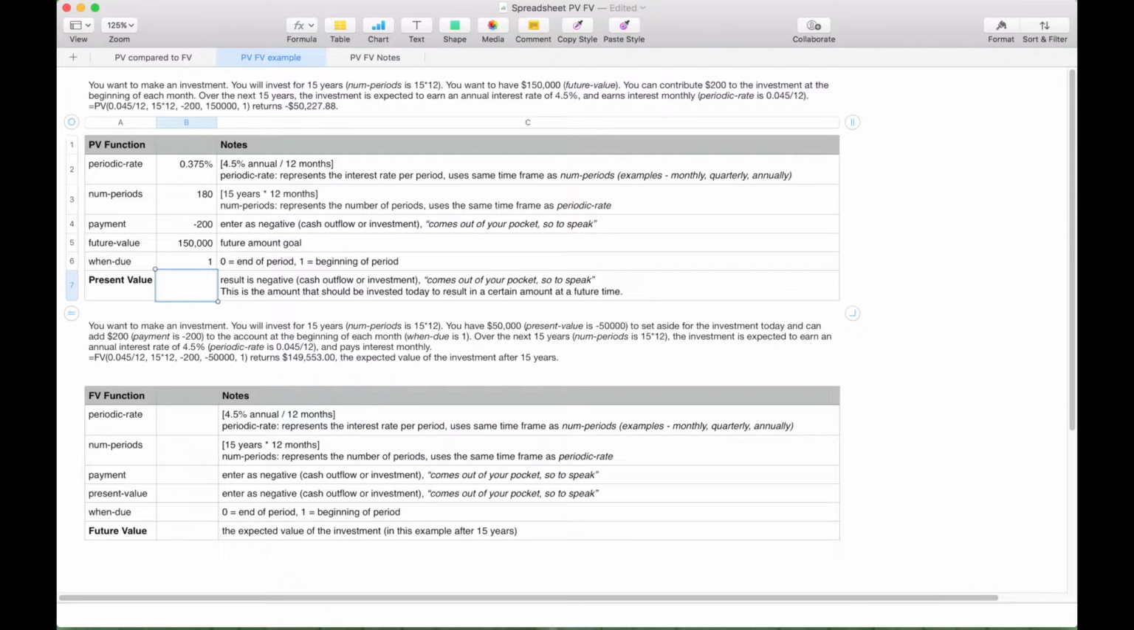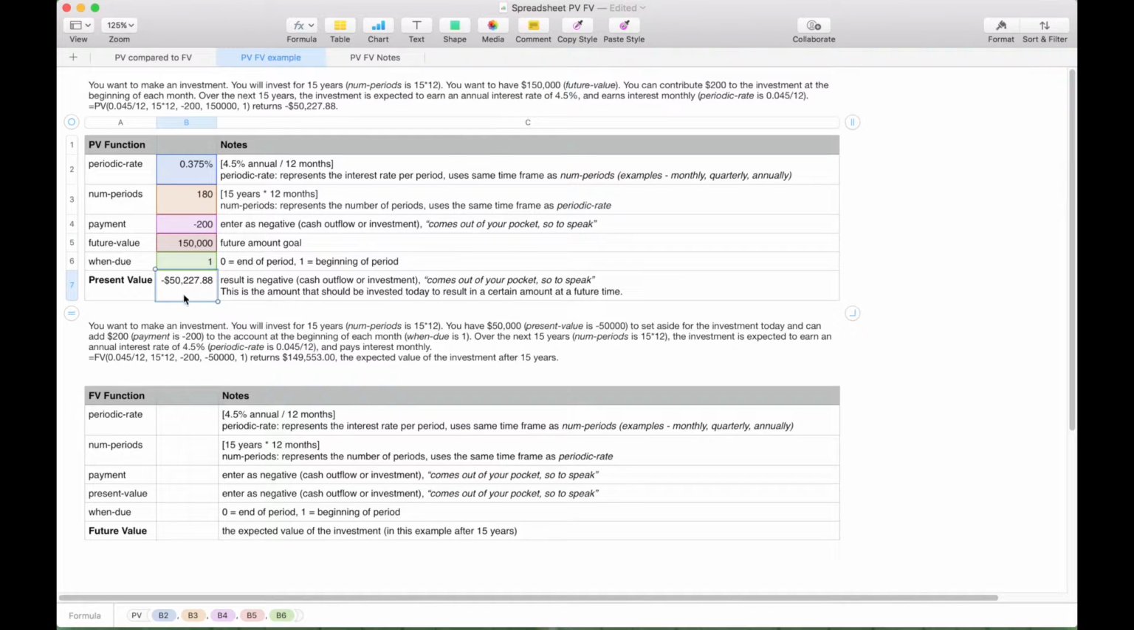Okay, so now let's call up our present value function. Hit equals, type in PV. Let's put in our periodic rate of 0.375%. The number of periods is 180. The payment is negative 200 as a cash outflow, or an investment. The future value, or the goal amount we want to achieve, is 150,000. And the when due is 1. Okay, so let's hit our check mark. And we get an answer of $50,227.88.